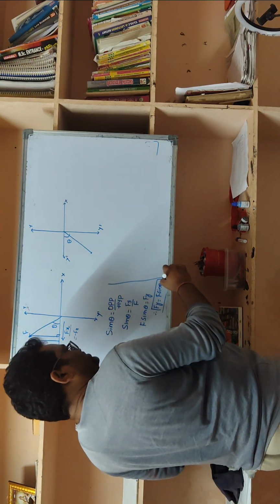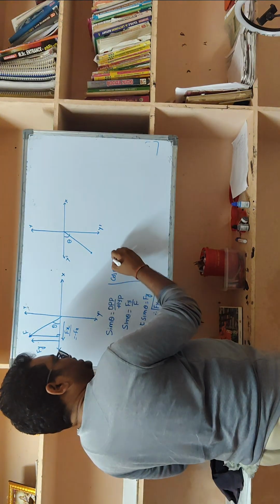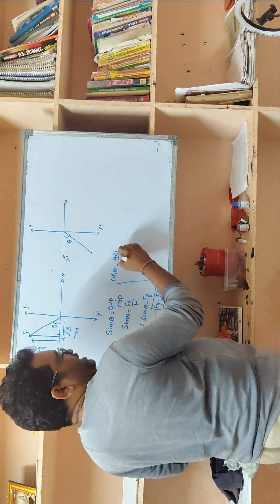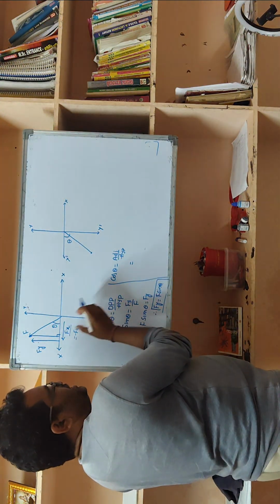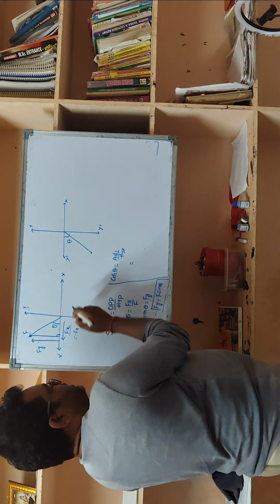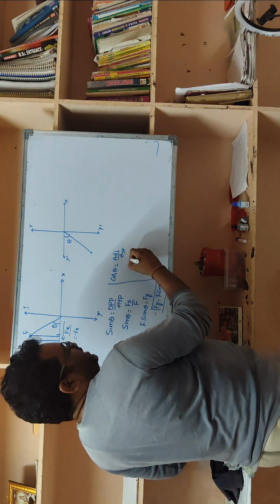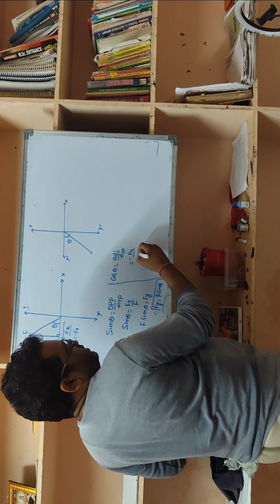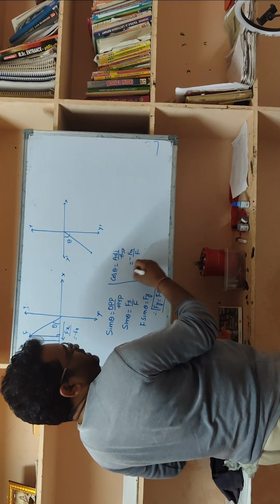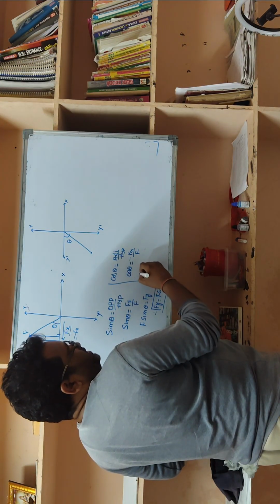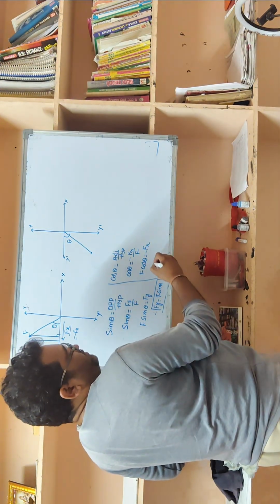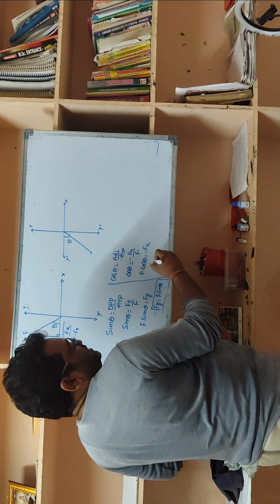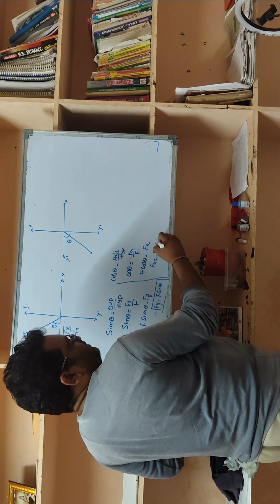Now cos theta is equal to adjacent by hypotenuse. Here the adjacent force Fx is acting on the left hand side, that is minus Fx, by the hypotenuse F. That means F cos theta is equal to minus Fx. So Fx is equal to minus F cos theta.